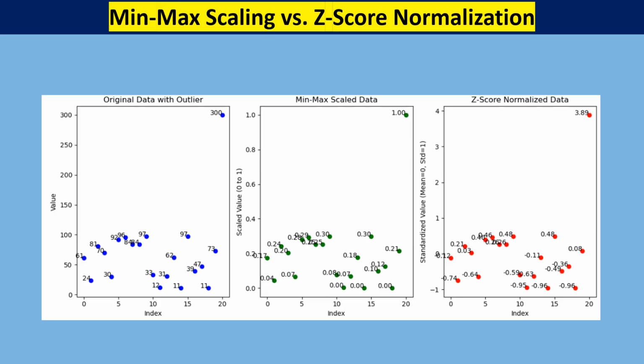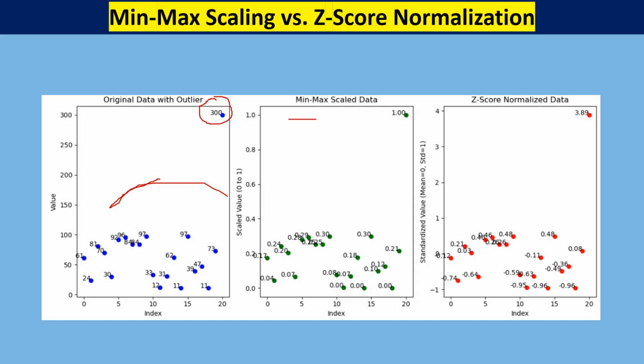And this is a graph, the original dataset on the left side. This graph shows the raw dataset before applying any scaling. The values range from 10 to 100, with an extreme outlier at 300, this one. Each data point is labeled, making it easier to track specific values. Most values are relatively close together. The outlier is far away from the rest of the data.